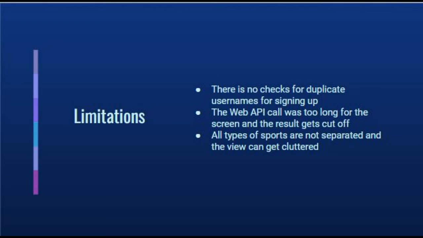Second is the web API that I used had a long list of all the leagues, so I wasn't able to implement a scroll feature in there, so basically had to cut out about half of them. And lastly, another limitation is I was not able to implement a way of separating the different types of sports there are. So in that matches view with the table, it's just going to be all different types of sports, only separated by the name and then if they won or not.